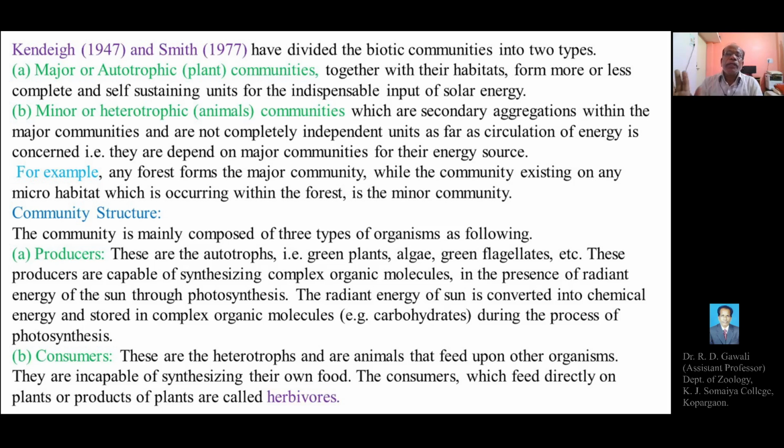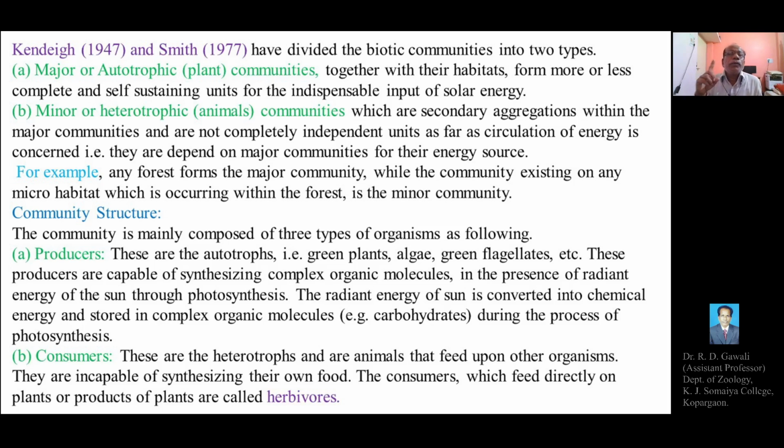In short, the minor or heterotrophic community is completely dependent upon the major or autotrophic community, which includes only the plants. So, the minor community, including animals, is completely dependent upon the major community for its energy need, or food need. That is, they depend on the plants for their energy source.